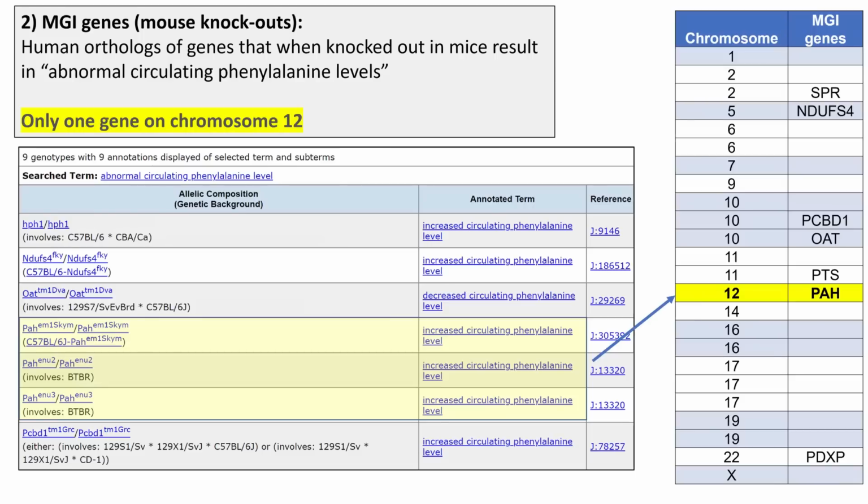Another resource, which I'll come back to in my talk, is mouse knockout studies. There are obviously other model systems, but MGI has made it really nice and easy to cross-reference human phenotypes and mouse phenotypes. In this case, you can ask what are all the human genes whose mouse ortholog, when knocked out, has an effect on phenylalanine levels, according to how they've annotated things. And again, you can see that there are a lot of different genes that come up. Only one of these lives on chromosome 12.